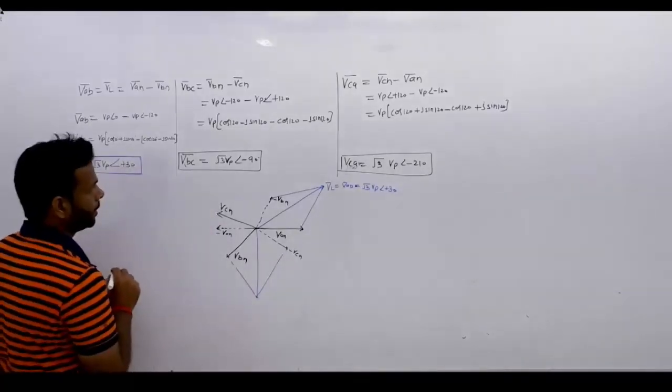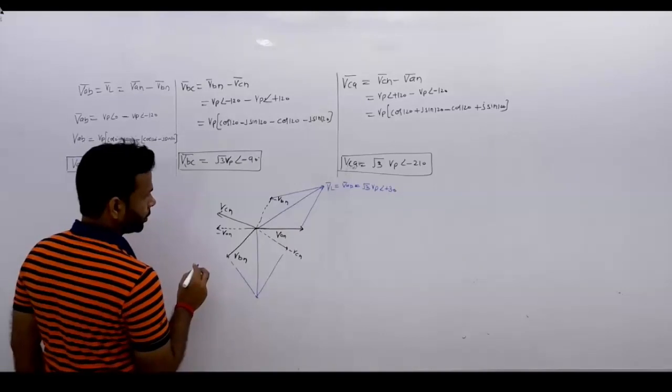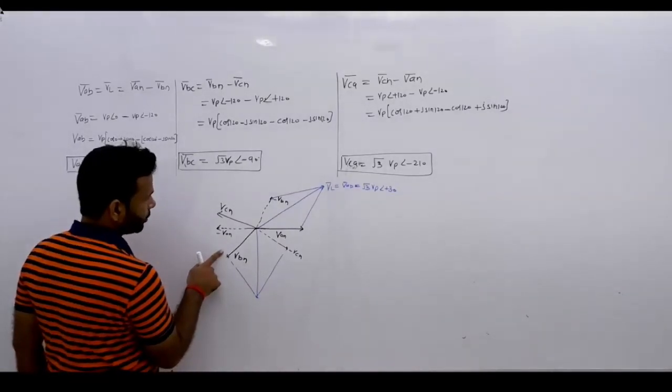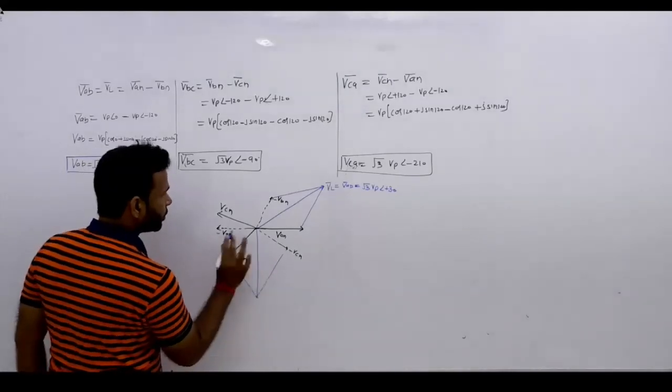Okay. And it is minus 90. So I will check the angle. Okay. So it is 120, minus 120. So it is minus 90. So it is 30. Okay.